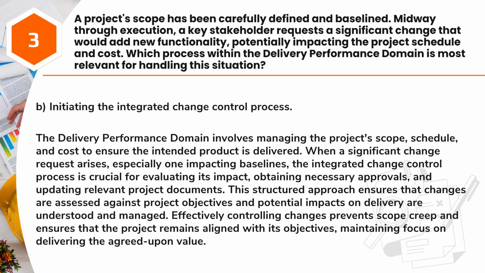Answer: B. Initiating the integrated change control process. The delivery performance domain involves managing the project scope, schedule, and cost to ensure the intended product is delivered. When a significant change request arises, especially one impacting baselines, the integrated change control process is crucial for evaluating its impact, obtaining necessary approvals, and updating relevant project documents.